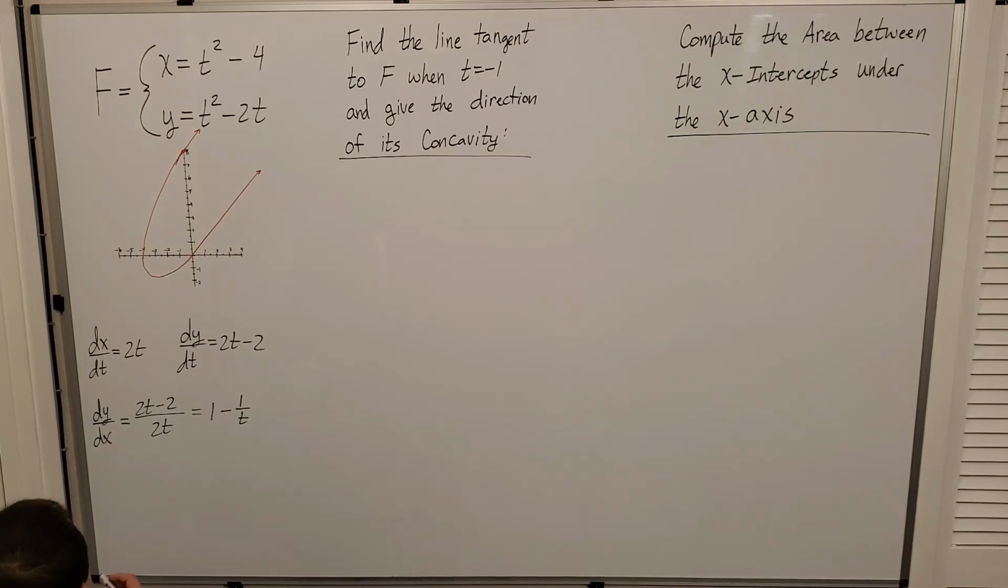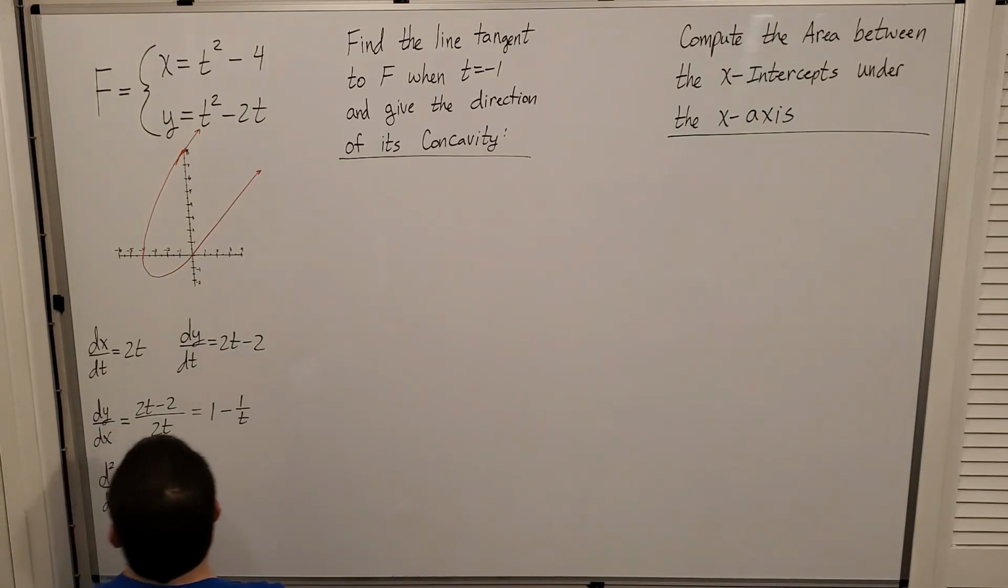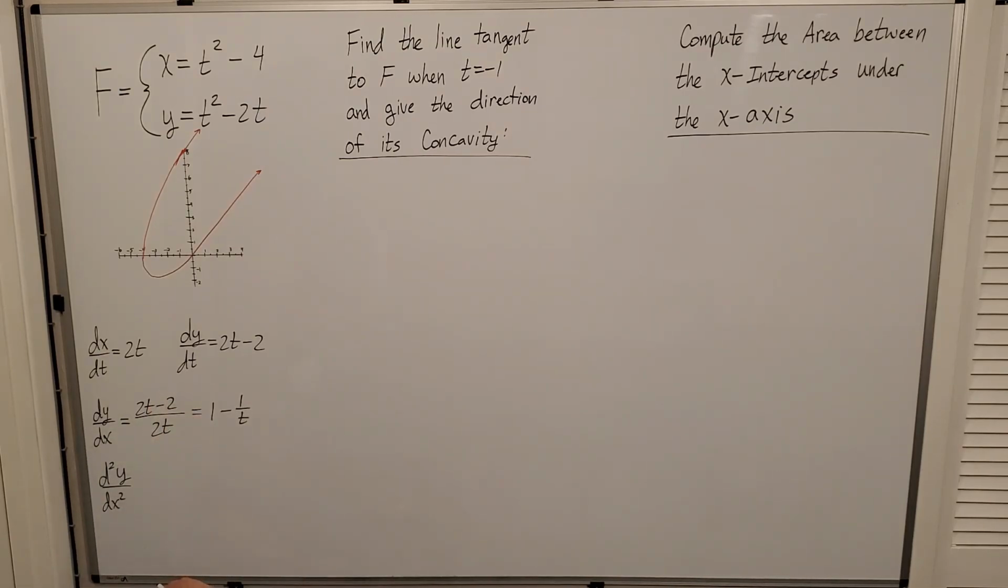And then the second derivative, d squared y over dx squared. Don't forget that the way that this works is I have to take a t derivative of this derivative, so 1 minus 1 over t, and then I have to divide by dx/dt again.